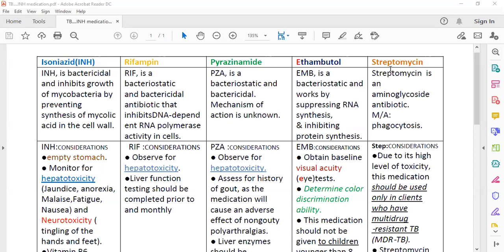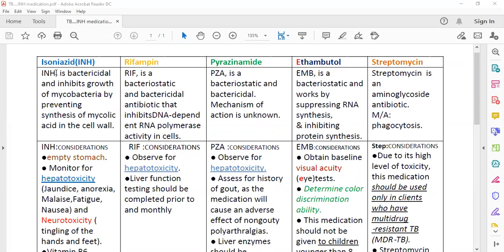But here we are going to focus only on these 5 medications. The first medication we use is isoniazid, shortly called INH, right? So in this table, at the top, we talk about the mechanism of action.